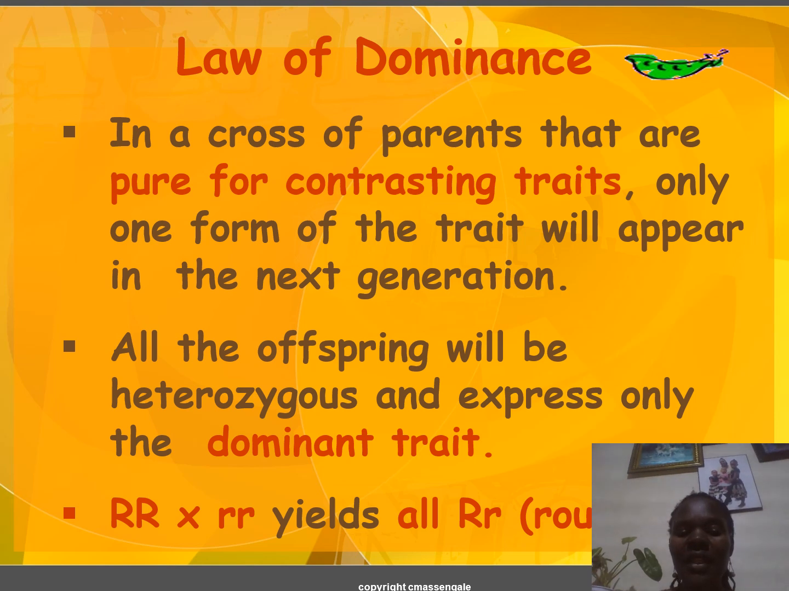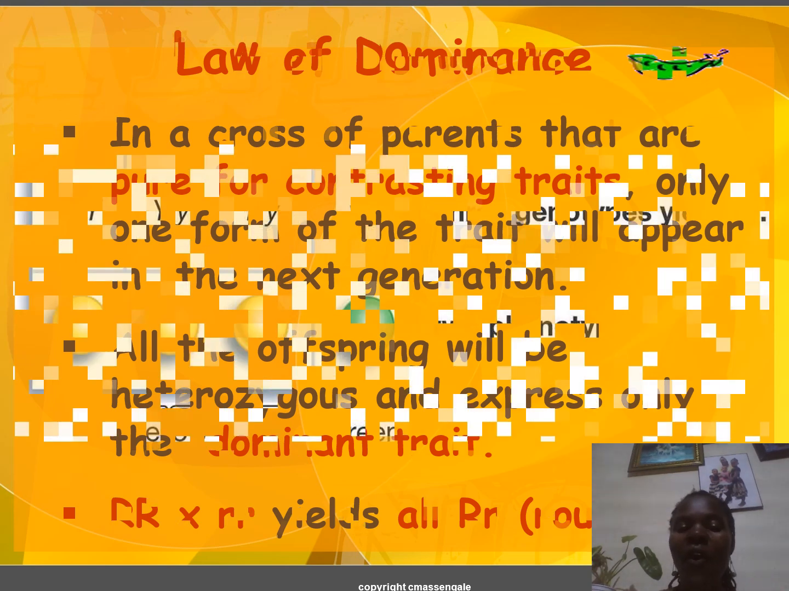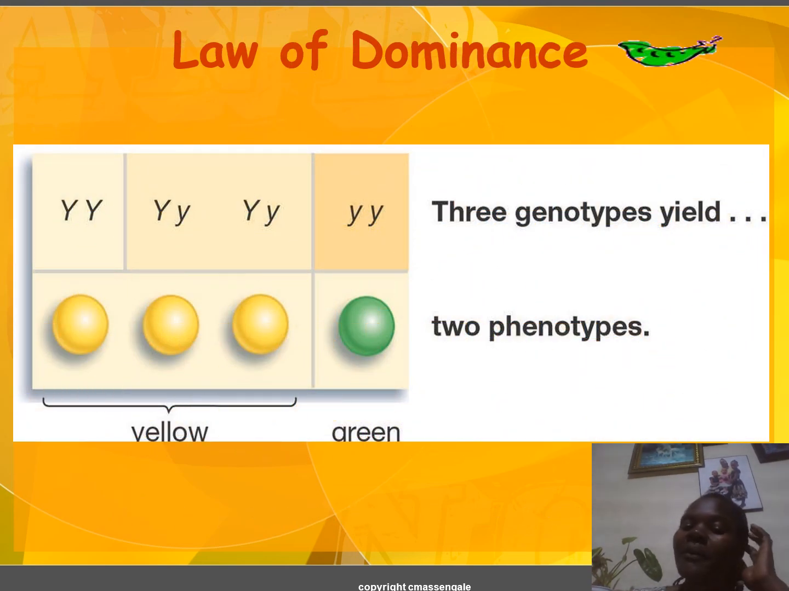So it just gives us an example of capital R, capital R, small r, small r. You have round and wrinkled. You were able to see in the previous slide of the monohybrid cross, it will have all heterozygous, meaning phenotypically they'll appear all round.